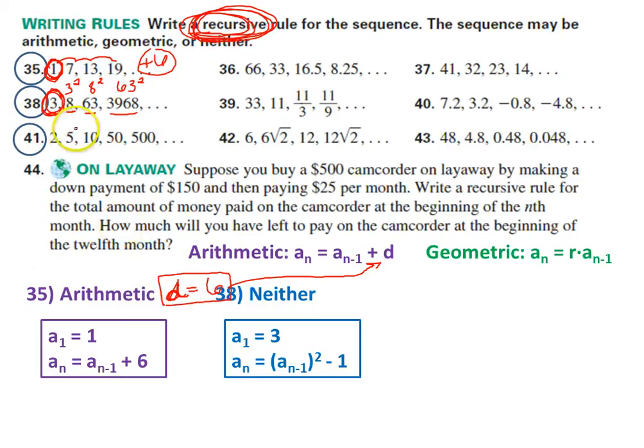41: 2, 5, 10, 50. Not arithmetic. Well, how about geometric? 5 divided by 2. 10 divided by 5. 50 divided by 10. Are those consistent? 5 divided by 2, you can't reduce. 10 divided by 5 is 2. 50 divided by 10 is 5. Nope. So this one is neither. So you need to find the pattern. Does anyone see the pattern yet?